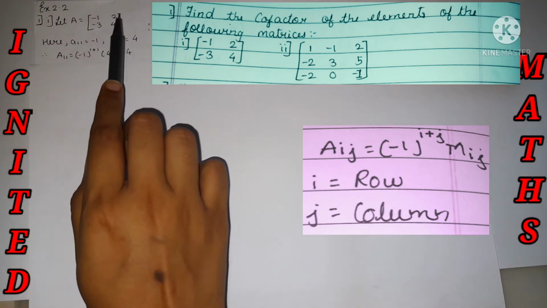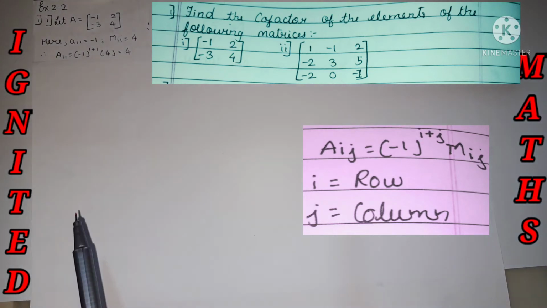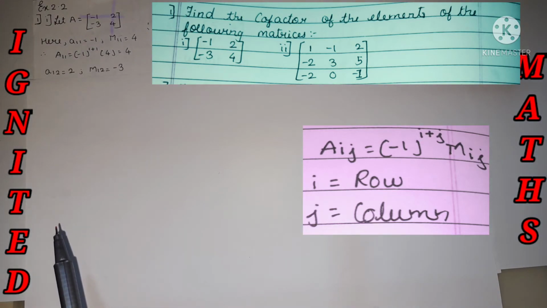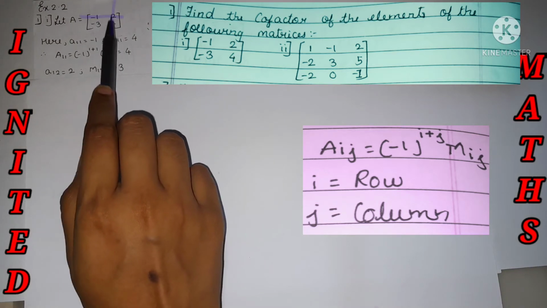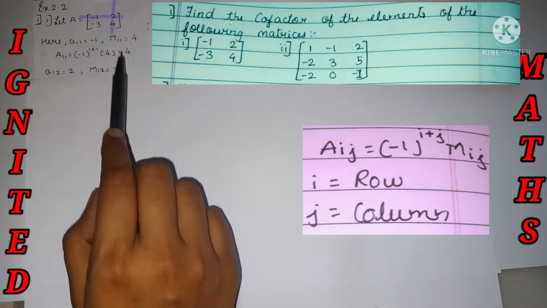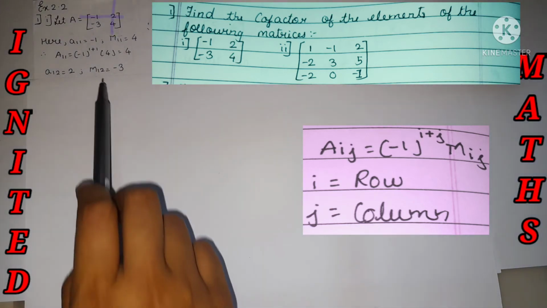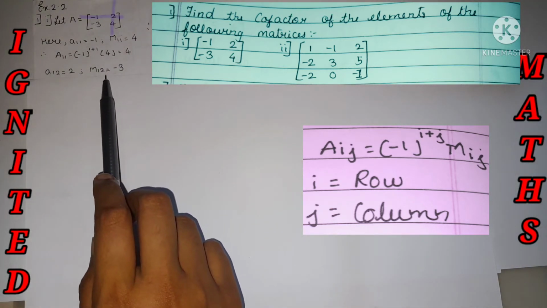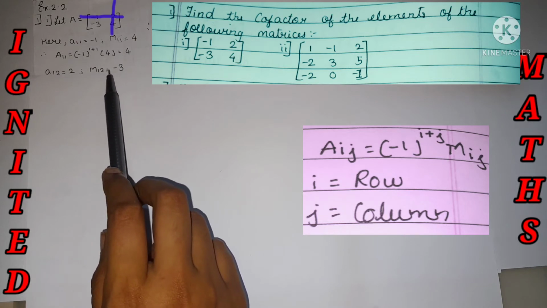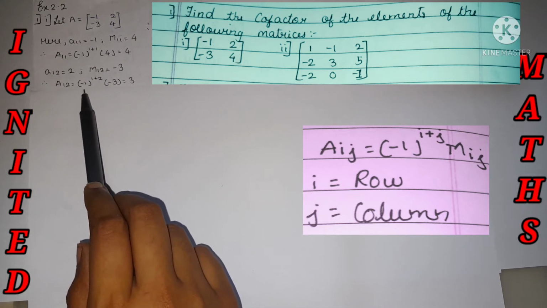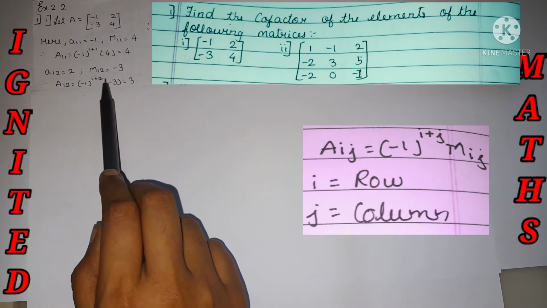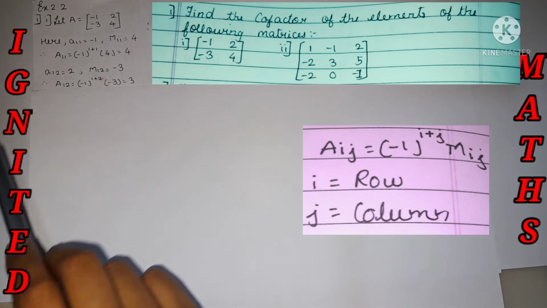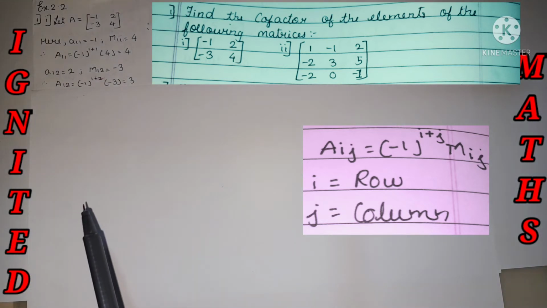So A12 element is 2. What will be the minor M12? We need to hide the respective row and column, first row, second column, so the leftover term is minus 3. So the minor M12 is minus 3. Now the cofactor of the 1, 2 element is minus 1 raised to 1 plus 2, the respective row and column added, into the minor, minus 3. While doing the calculation we get the answer. It's just a recap of the 11th standard.